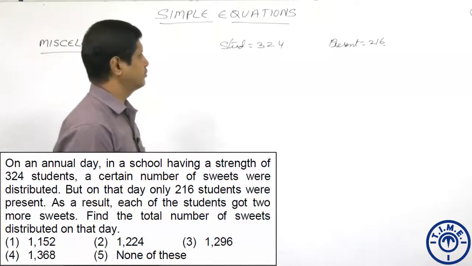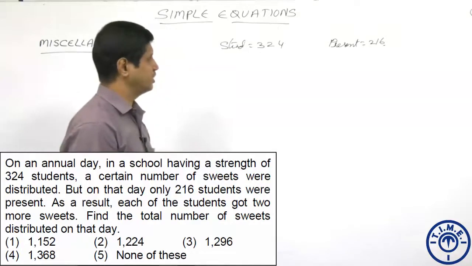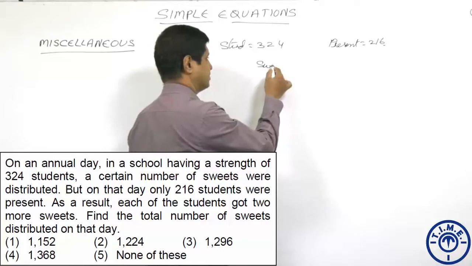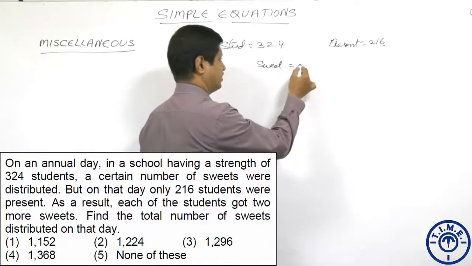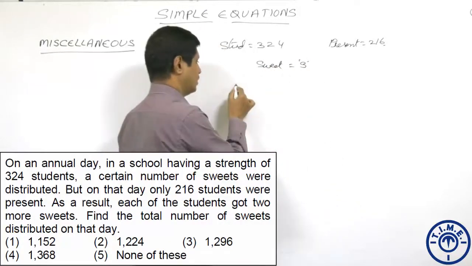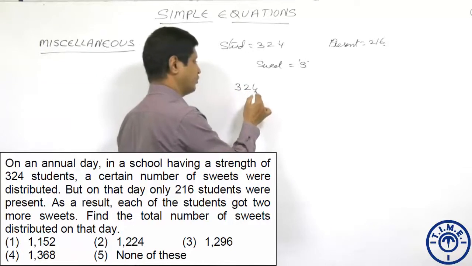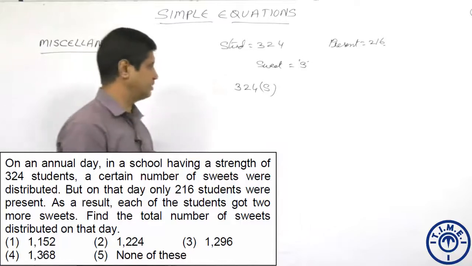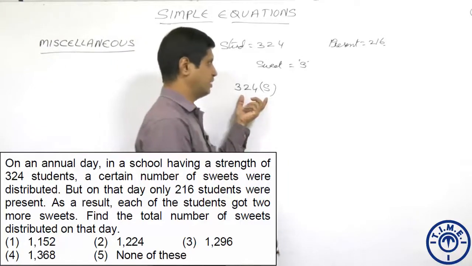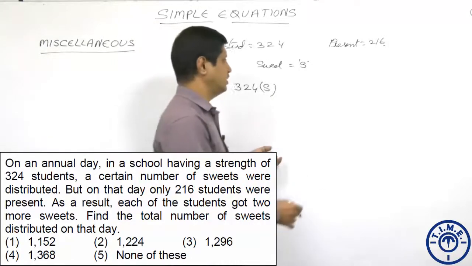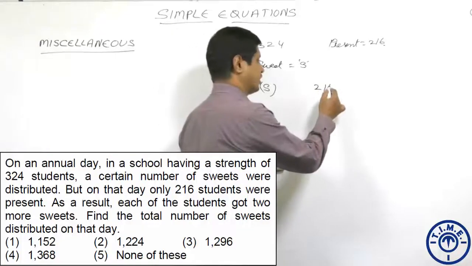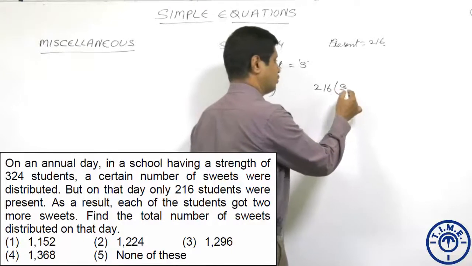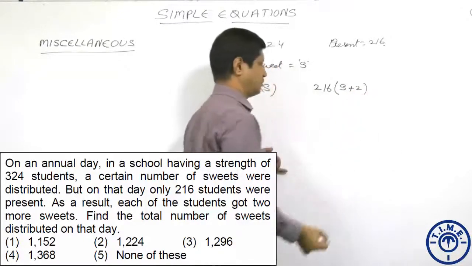Let us take the number of sweets distributed to each student as S. Now S is sweets given to each student. What is the total number of sweets? 324 students, S sweets per student, the product of these two is the total number. Now what is the next one? Now only 216 students were present. Each student got 2 more sweets because of absentees.